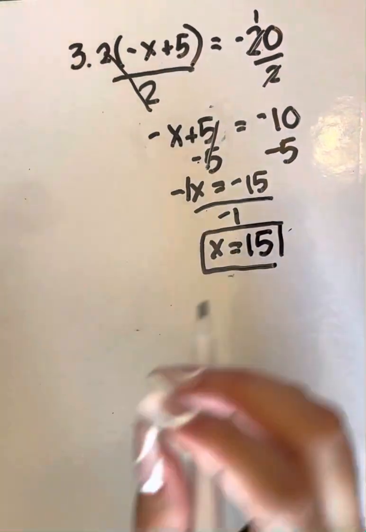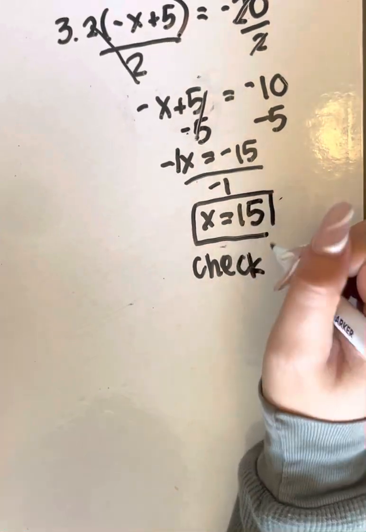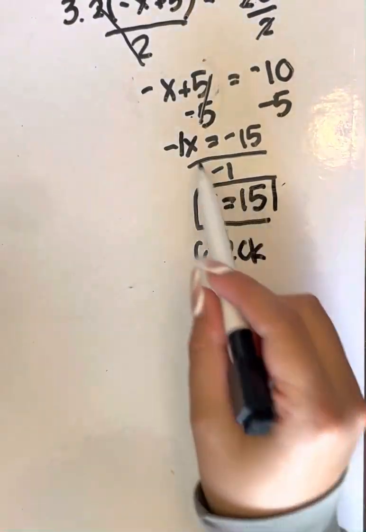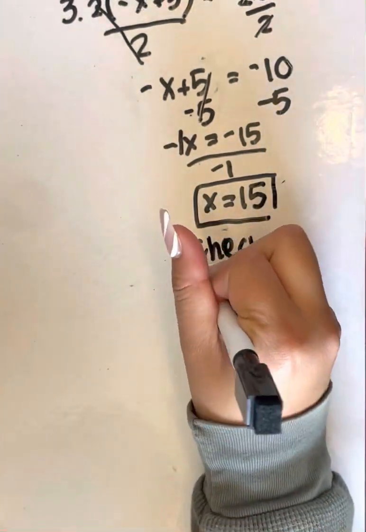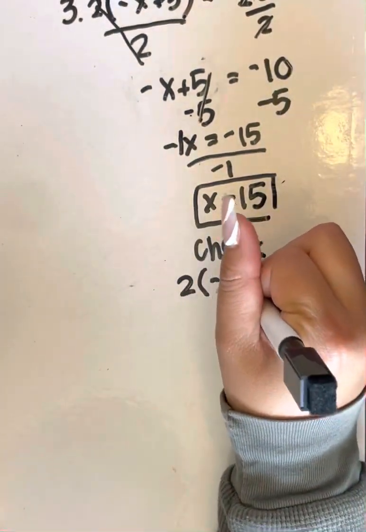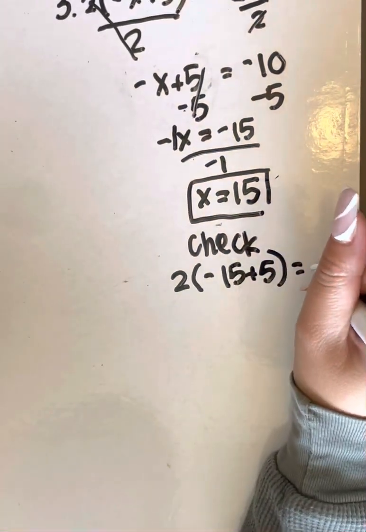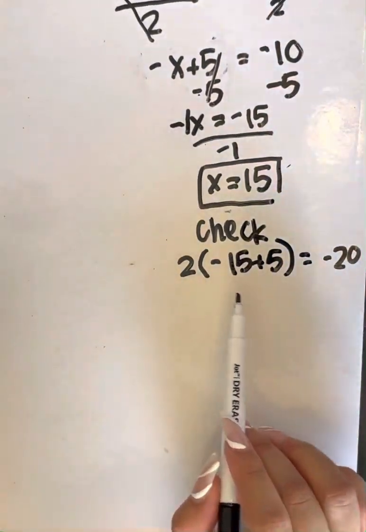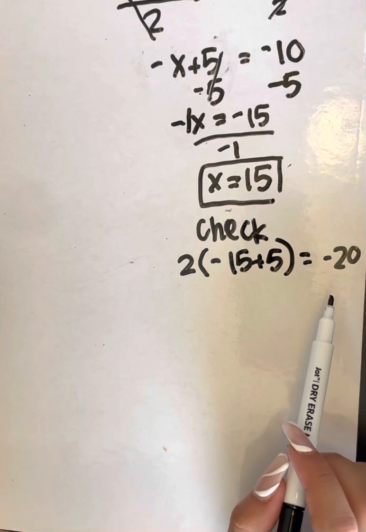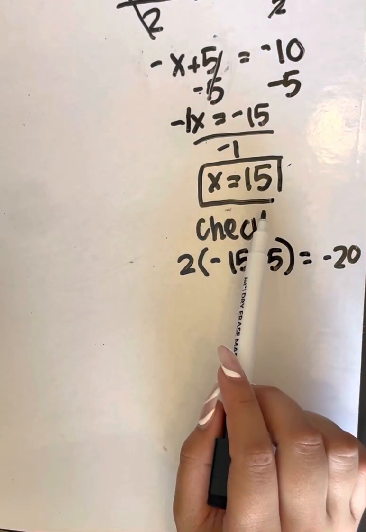And again, to check it, you can plug it back into your original equation. So plug in this 15 for the x, right? Because you see our x's, so you would put 2 parentheses negative 15 plus 5 equals negative 20. And you guys can check that on your own to make sure you are correct. And the answer for number 3 again is x equals 15.